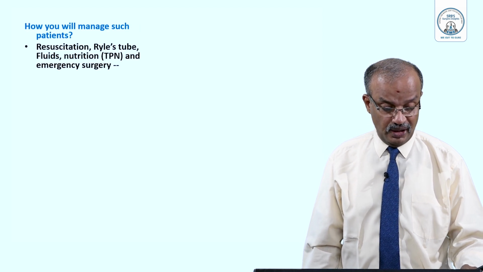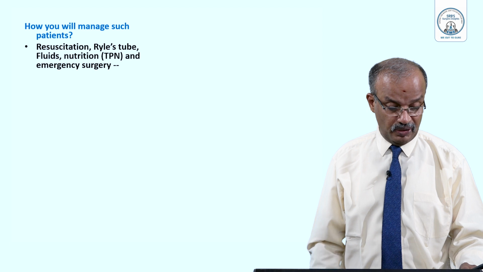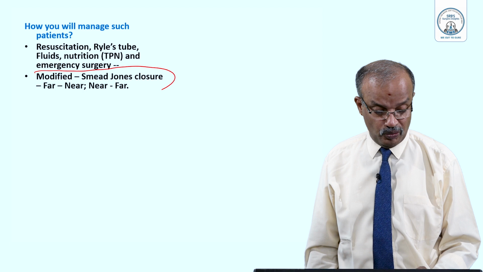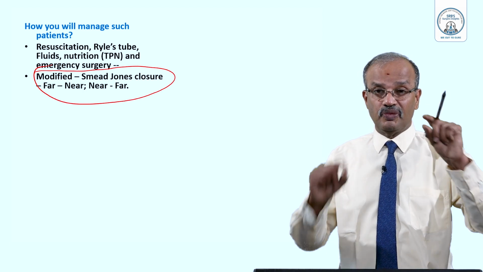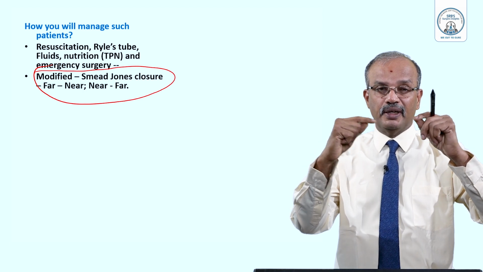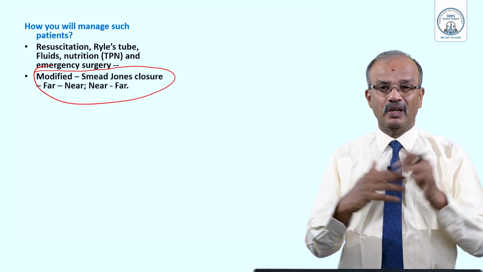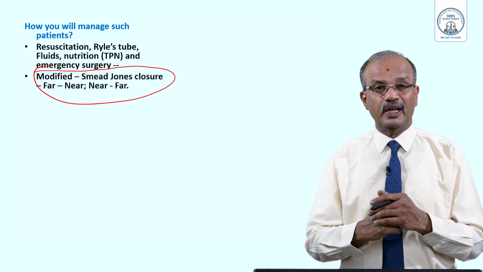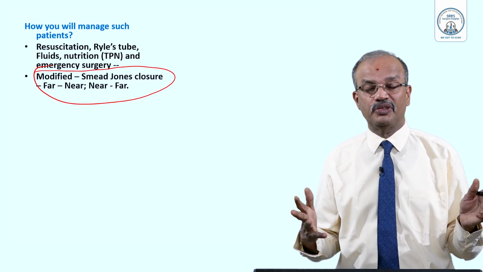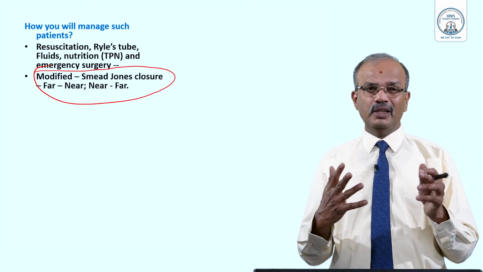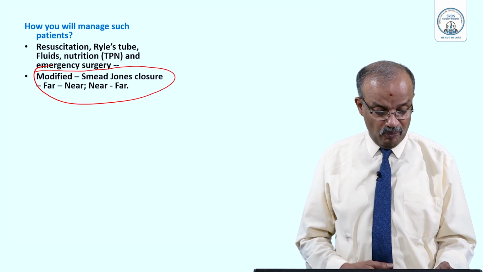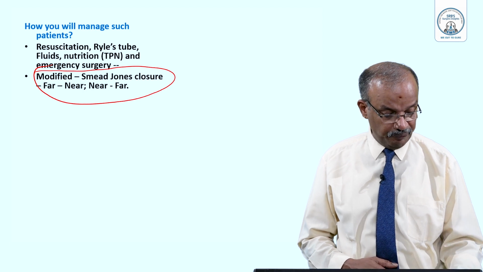So how will you manage such a patient? Resuscitation, IV fluids, nutrition, and emergency surgery. Surgery is the only method; you have to do immediate surgery. Currently the method is modified Smead-Jones closure. In olden days we used to place tension sutures with IV drip tubing loops and number one ethilon or nylon sutures, with the knot, as horizontal and vertical mattress sutures. Currently it is not accepted, even though many surgeons still use it. We also sometimes use it, but ideally modified Smead-Jones, far and near closure.